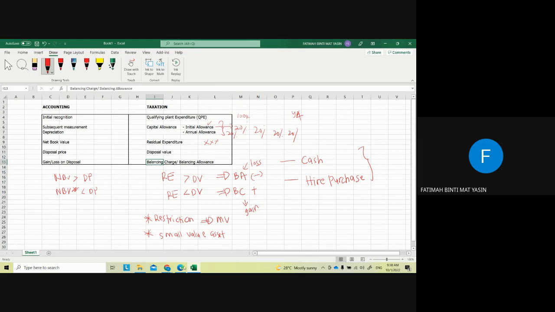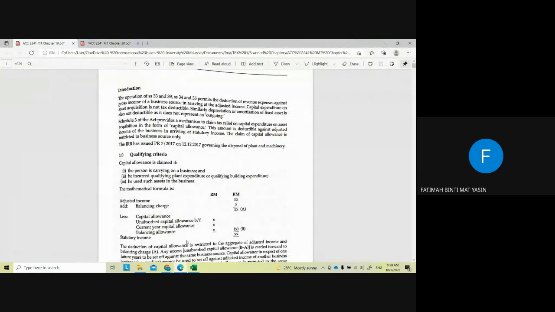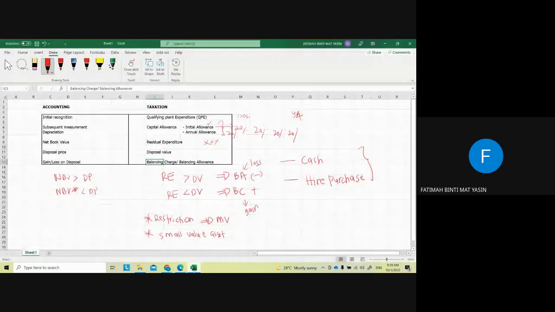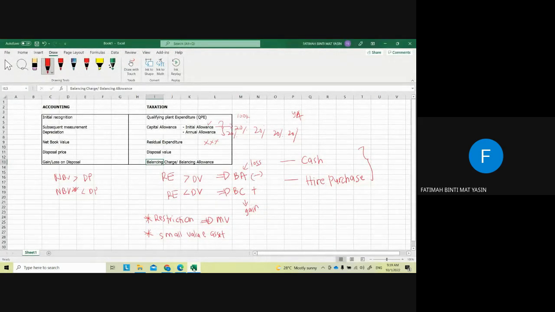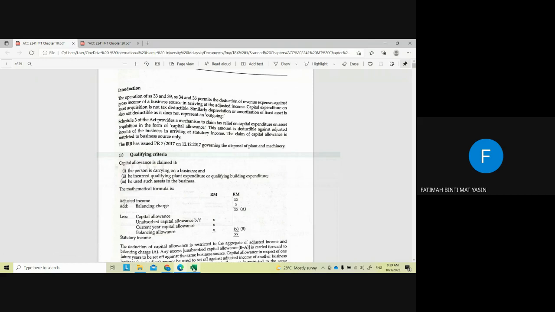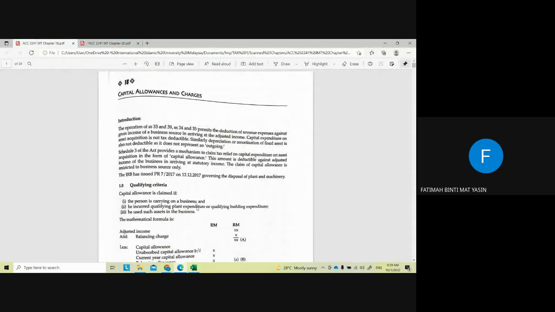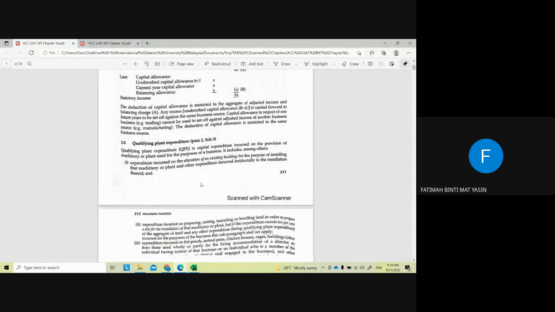Okay, so now let's go back to this one. Any question regarding this concept? Soalan tak? Before we look at the details one by one, we are going to look at QPE, capital allowance and so on. Ada soalan tak? Hopefully you understand the concept. Okay. Kalau tak ada soalan, kita continue with this one.